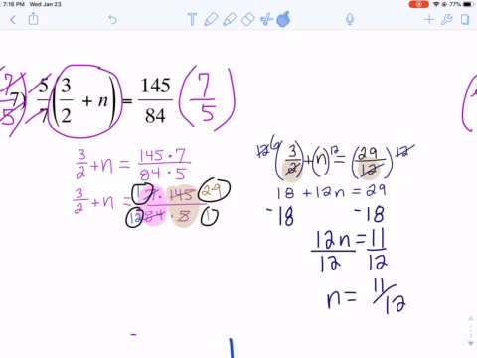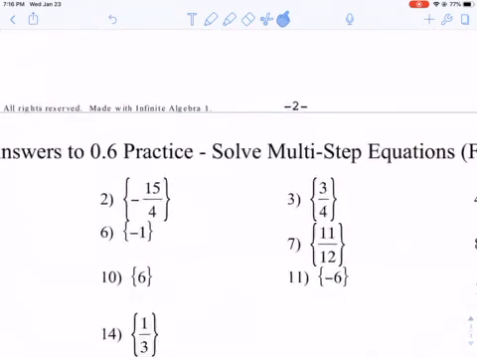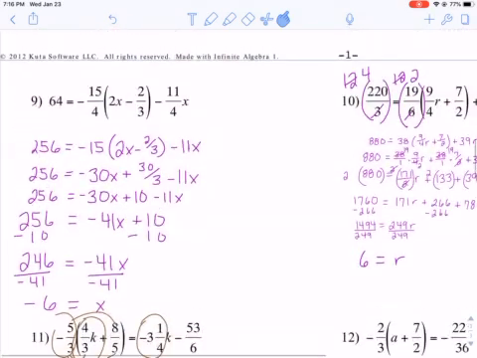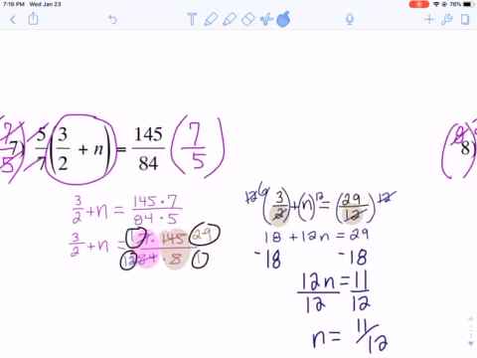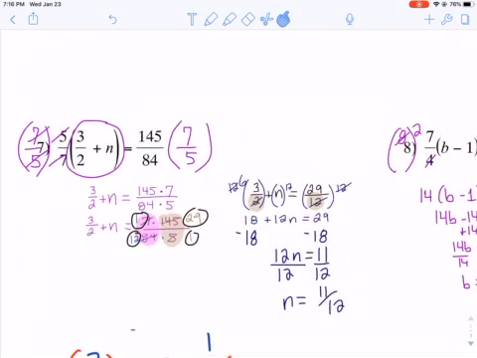Don't believe me? We'll even check the answer key down at the bottom. Nothing wrong with having an answer key. You can always check your work. And what do you know? 11 over 12. So, this was an example, again, that I noticed a number of people made mistakes on and had some trouble with. So I figured I'd walk you through it.